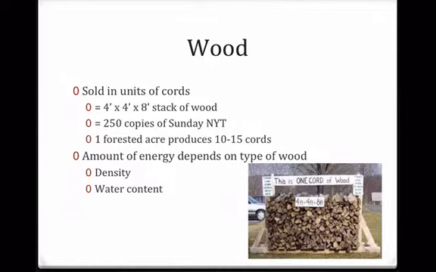a forested acre produces 10 to 15 cords of wood. And so the variability in the type of wood will change how much energy you can get out of it. If you have higher water content, you're going to get more steam and less energy than if you have drier wood and more dense wood for that matter.